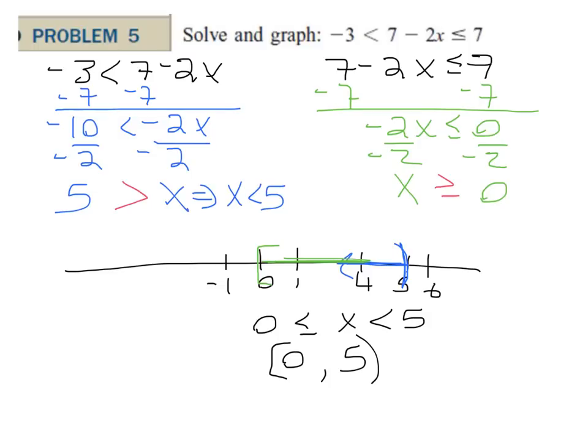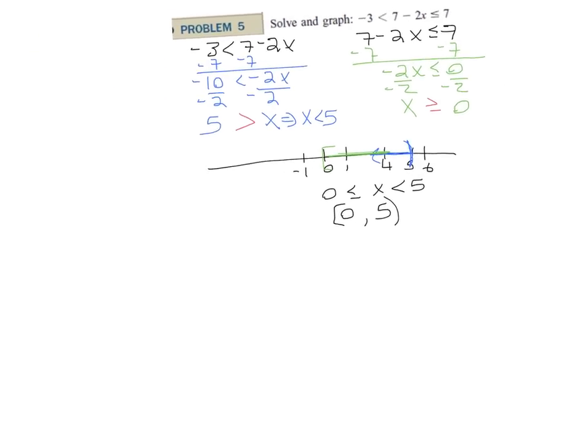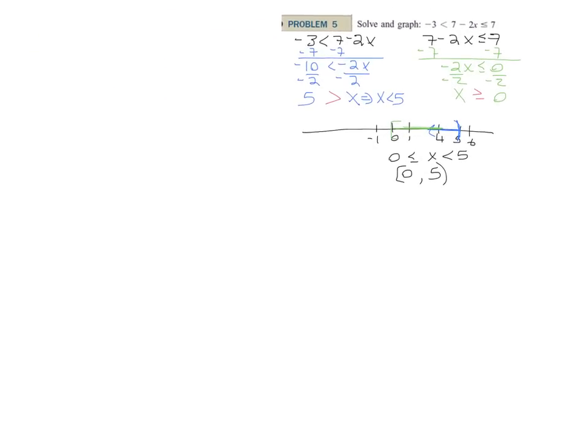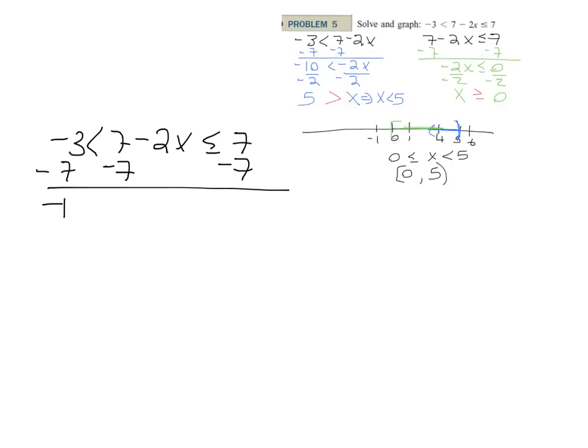Now, if you didn't want to split it up, that's fine too. Matter of fact, maybe I should show you in case you don't want to split it up. So let me show you real quick. If you don't want to split it up, let's put this over here and make ourselves some room. And you have negative 3 is less than 7 minus 2x, which is less than or equal to 7. So we're going to subtract 7 from all sides. So you get negative 10 is less than negative 2x, which is less than or equal to 0.